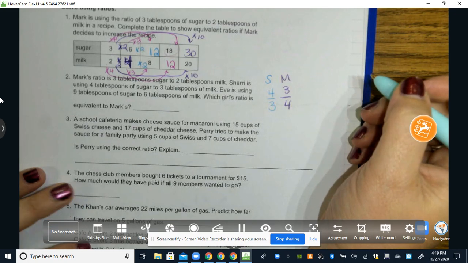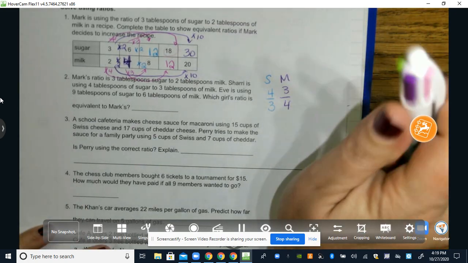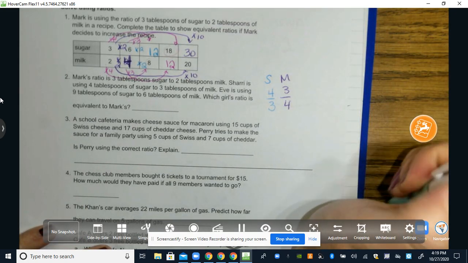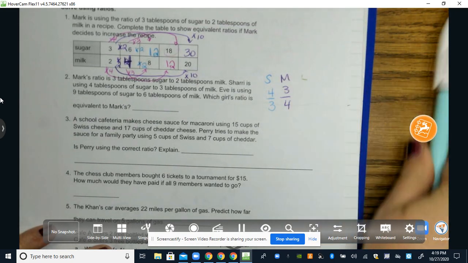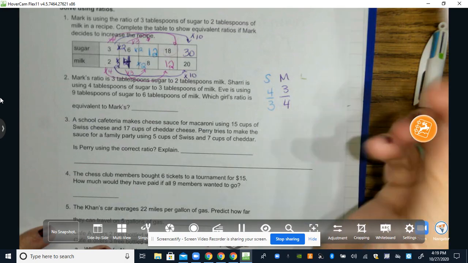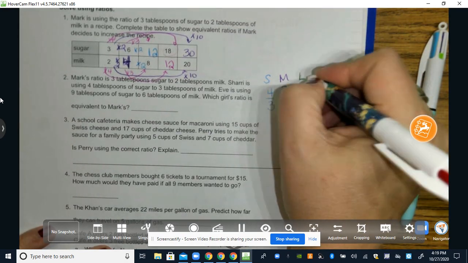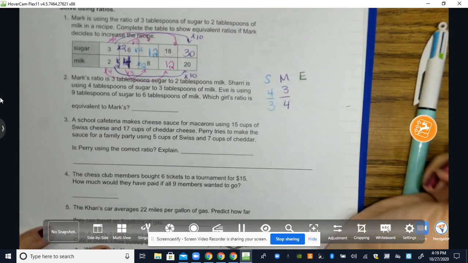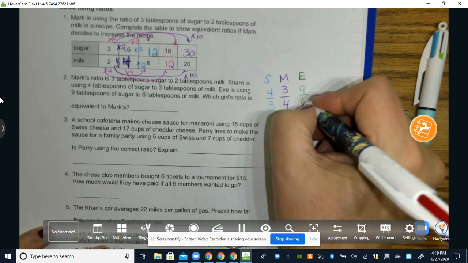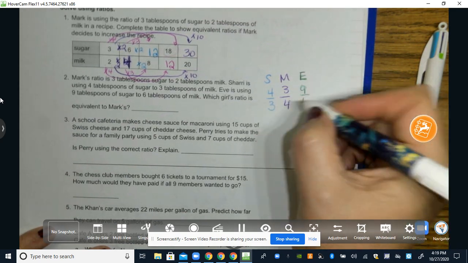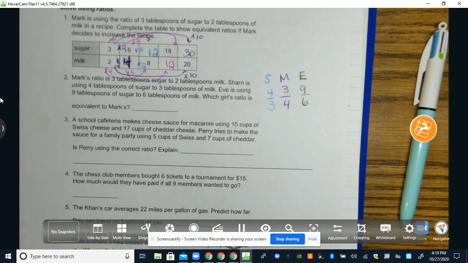And then we have Eve. Eve's using 9 tablespoons of sugar to 6 tablespoons of milk. So here's Eve, using 9 to 6. So we need to figure out who is the same as Mark.